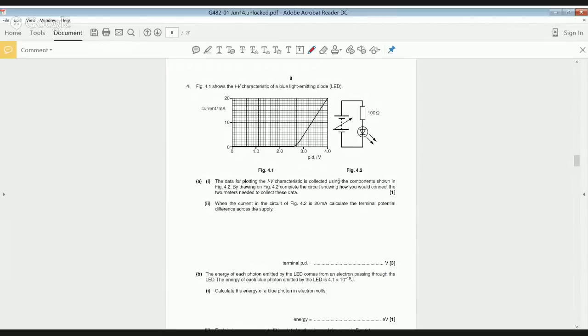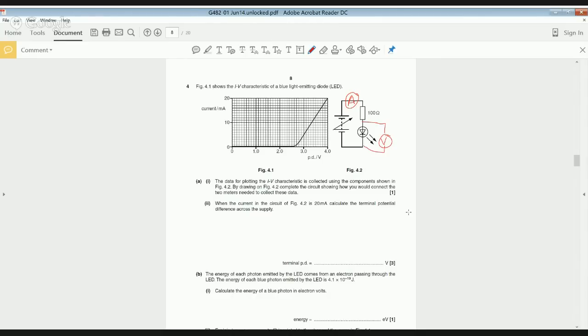We measure the current with an ammeter. Ammeters are always connected in series, so we can stick that in there. And the voltmeter is always connected in parallel. A common mistake, I think, in this question is to connect the voltmeter across the wrong component. We are only interested in the voltage across the LED. If we were to connect it across both, all that would tell us is the voltage of the power supply. So we are just going to connect our voltmeter right here across the LED. And that would get you the 1 mark.